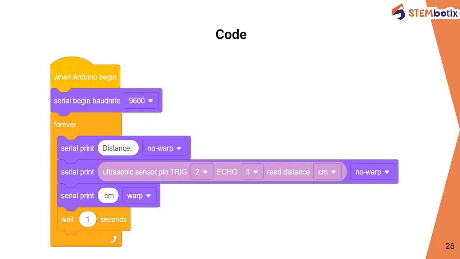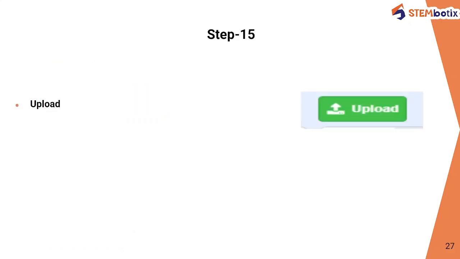So here this block will print the distance in centimeter unit and take the input from the ultrasonic sensor, and the unit of the distance is centimeter, and we need to hold for 1 second. And yes, your code is written very easily by using this extension in our Blockzie software. Then we need to click on the upload, and your code will upload to the microcontroller board.